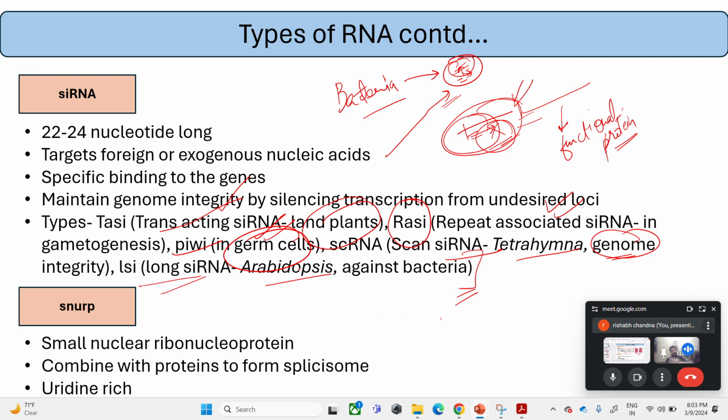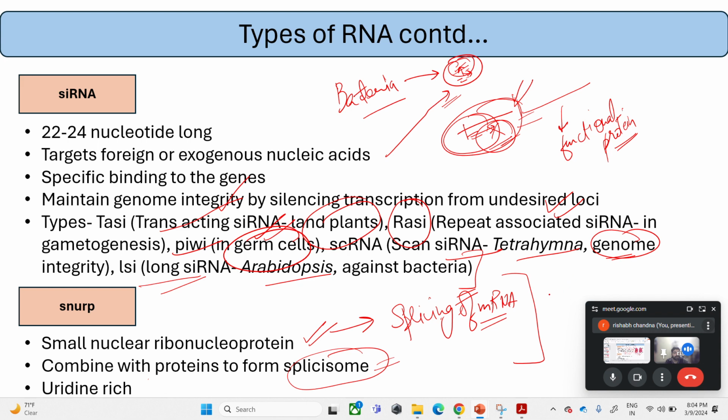Then there are smaller kinds of RNA present inside the body that we'll talk about. This is the snRNP. So this is small nuclear ribonucleoprotein that basically helps in the spliceosome or the splicing of the mRNA, forming different complexes and all those things. So it basically helps in the formation of spliceosome and it is uridine rich. Okay, so the process of splicing, how it happens in the eukaryotic system and the spliceosome mechanism, we'll study in detail during the RNA processing.